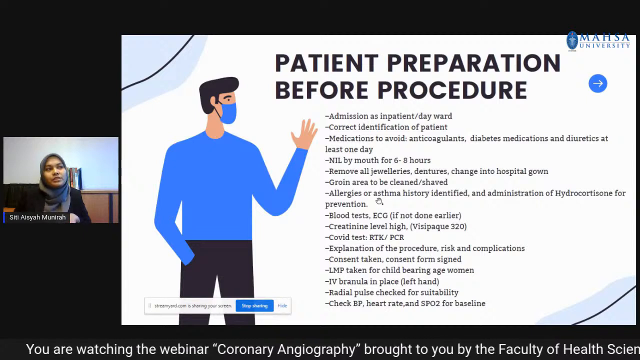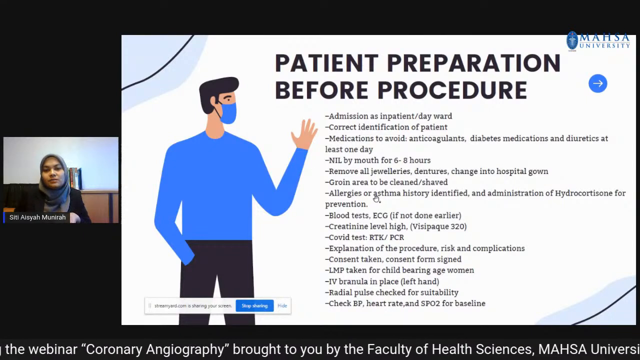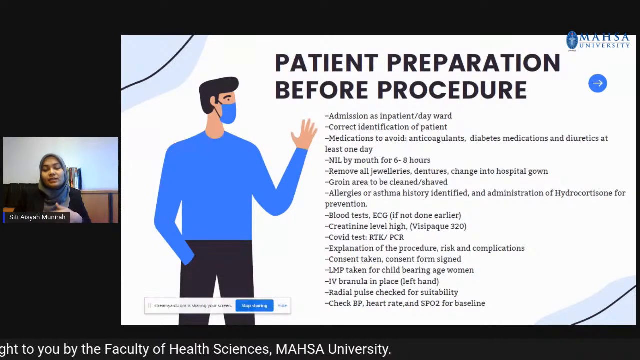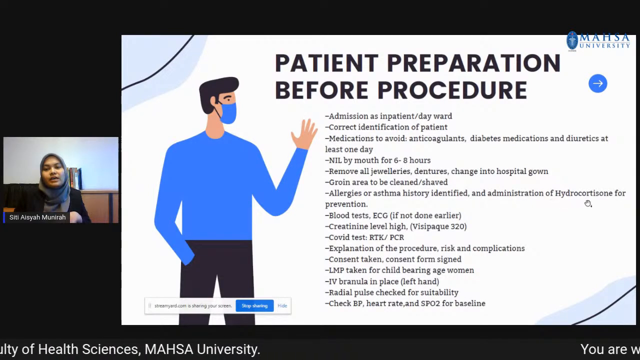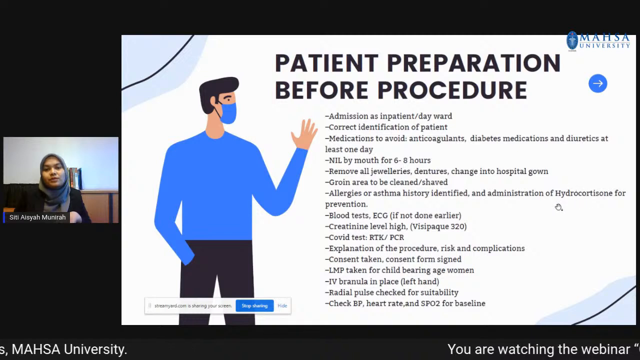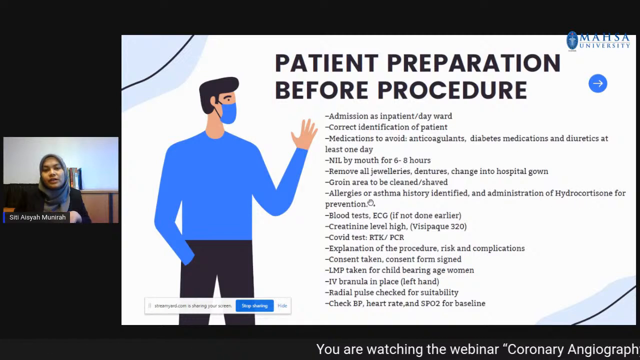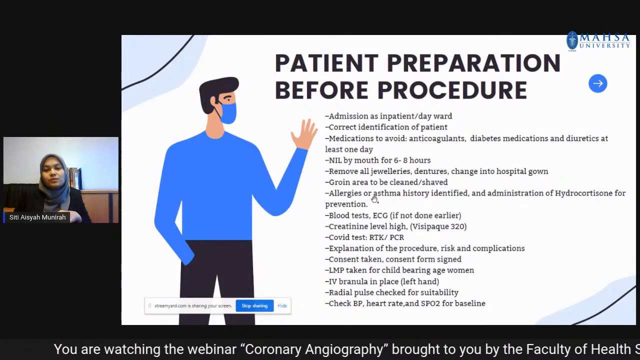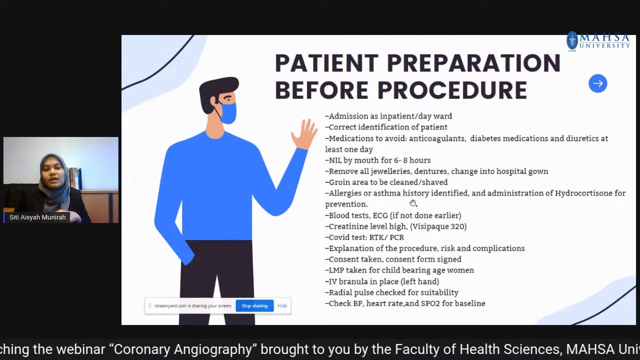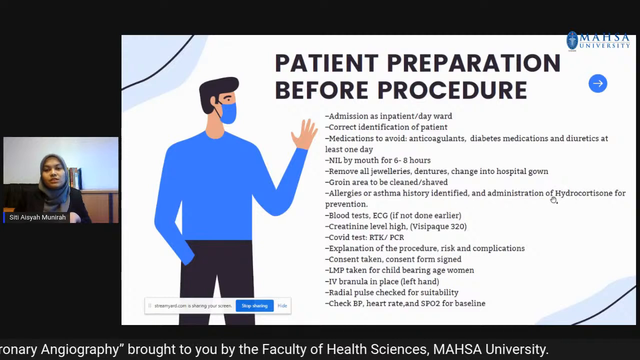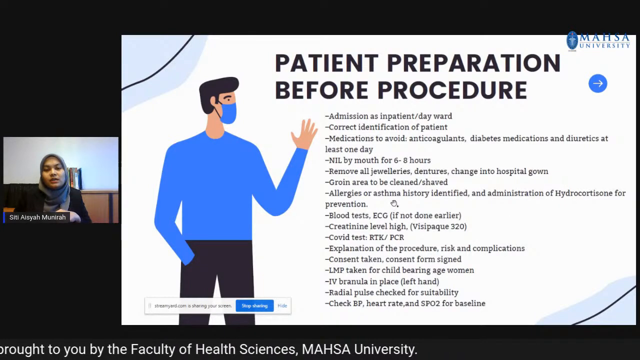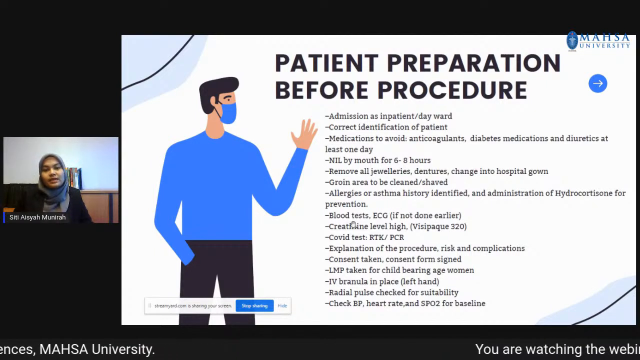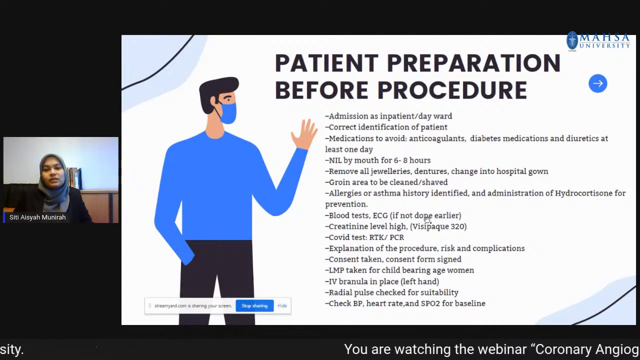And for patients who have an allergy or asthma history, they need to be identified and given hydrocortisone, the medication, to prevent any allergic reaction during the procedure. Because the procedure uses contrast media, patients with an allergy history may have allergies to contrast media. So this medication will prevent any risk of complication during the procedure. Blood test and ECG should be done if not done earlier.